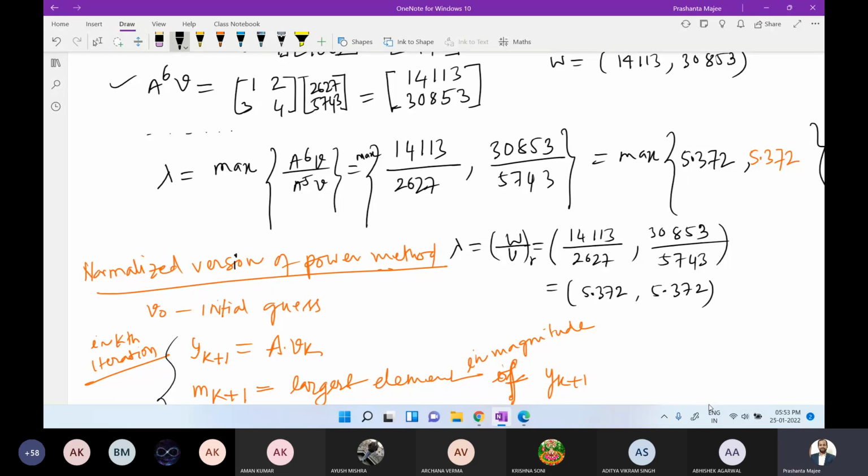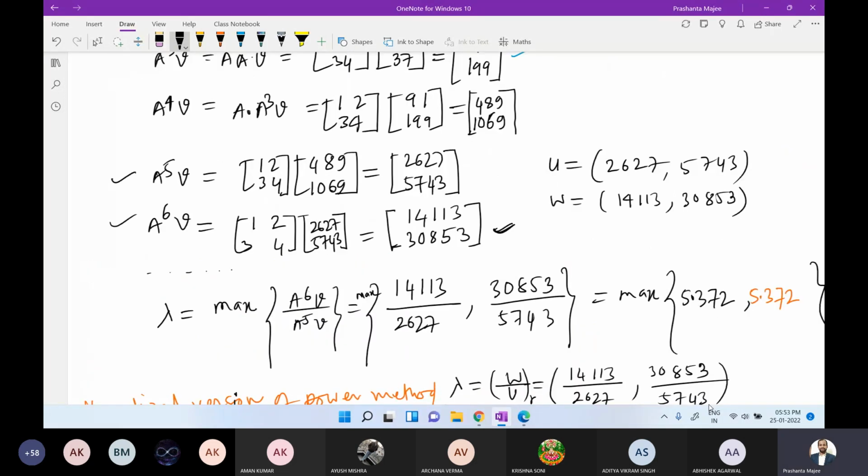And what will be the corresponding eigenvector? The vector you have got on the right-hand side at the last iteration, that will be the eigenvector corresponding to the eigenvalue 5.372. Okay, so this is how the power method works without the normalization technique. What is the normalization technique? I'll tell you.